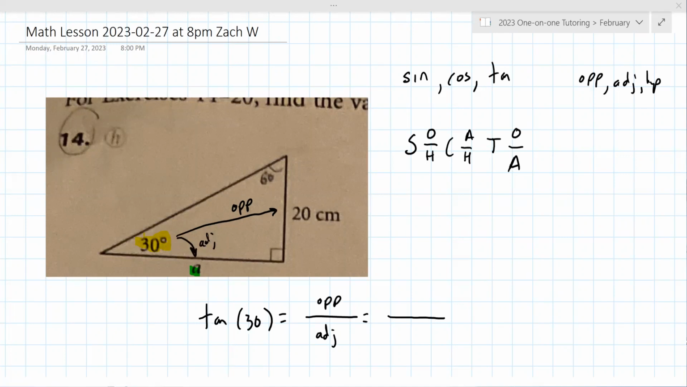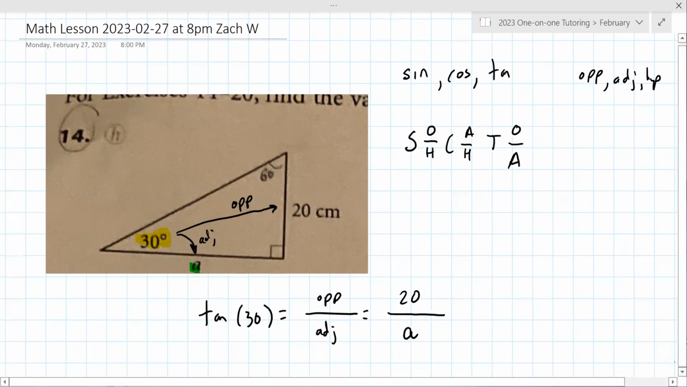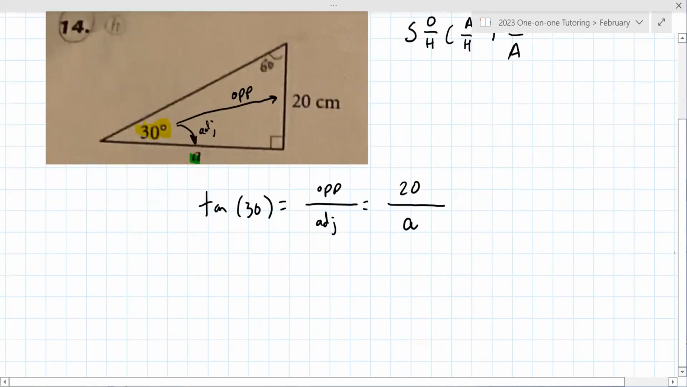Okay, the opposite is 20, and the adjacent is unknown. We'll call it A. Just write the letter, whatever the variable is. So this is our equation: tangent of 30 equals 20 over A. We're solving for A.